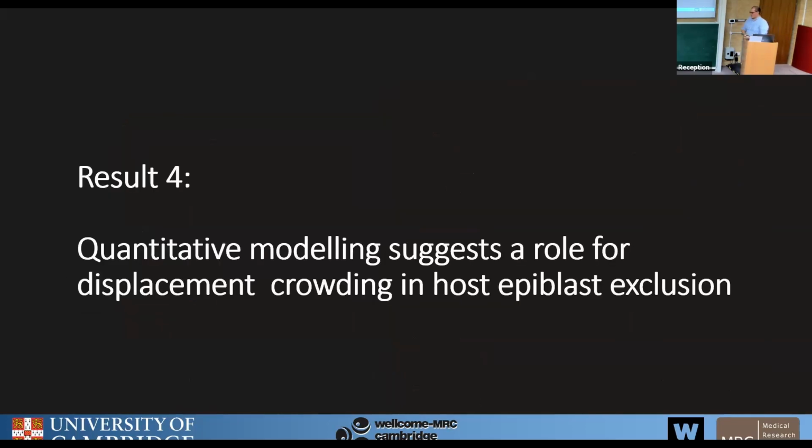One way we wanted to go about doing this is to layer in the chimera aspect to our base model of embryogenesis, or base population of embryogenesis. And what we see is that our quantitative modeling suggests a role for both displacement crowding during the first fate specification and FGF signaling during the second fate specification.